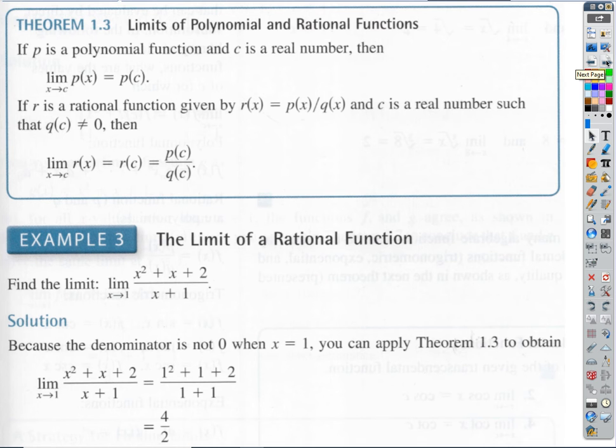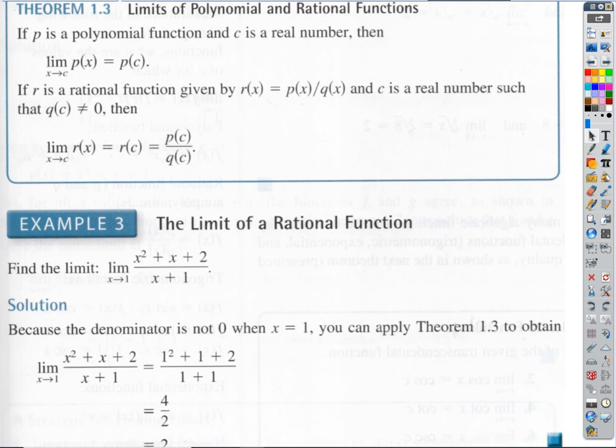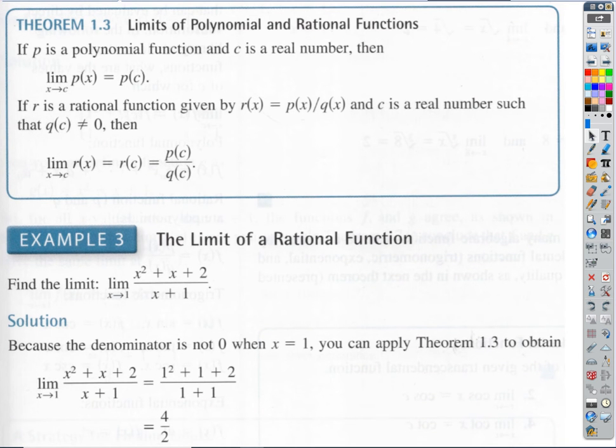Same thing is true for rational functions, as long as it's not a value of x that's going to make the bottom 0, right? So if a rational function, and remember, what's the definition of a rational function? It's a ratio of what? Is that not ringing a bell? It's a ratio of polynomials. That's the definition of a rational function. It's a ratio of polynomials.